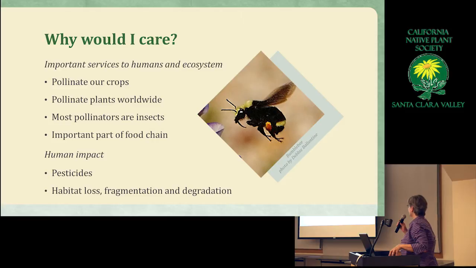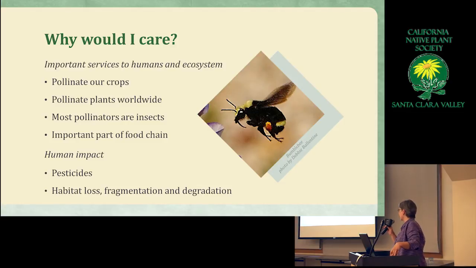A lot of this is because of the problems with bees today. And we're not just talking about honeybees, but also native bees and other insects that are in trouble. There is a decline in their numbers, and most of it is because of our human impact. And that is due to pesticides and habitat loss, habitat fragmentation, and habitat degradation.